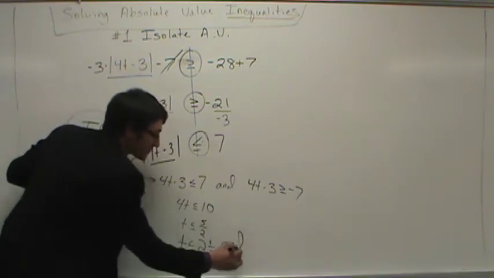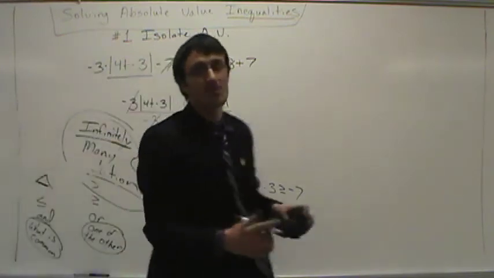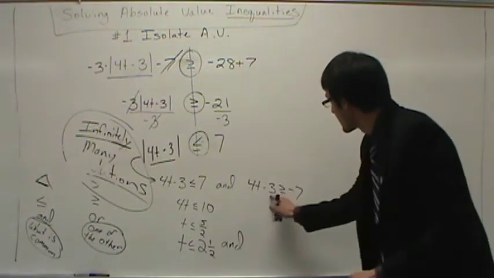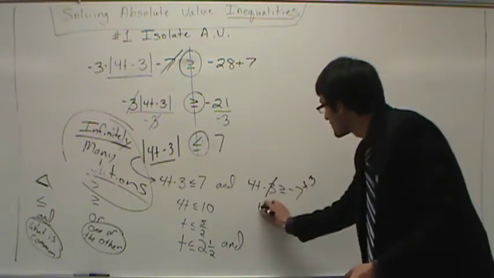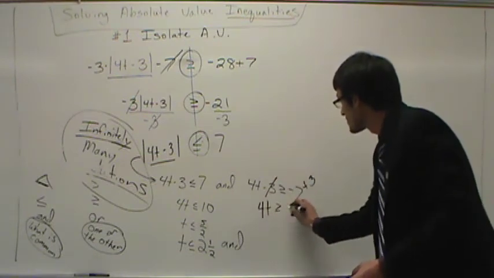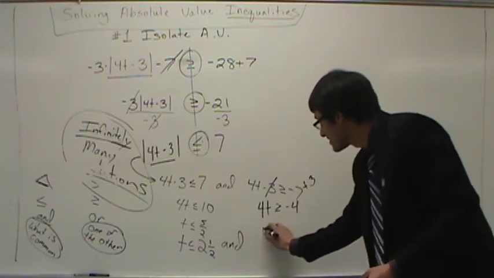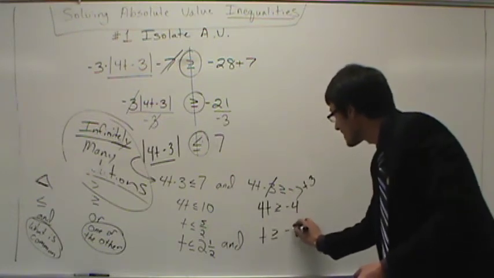And, okay, we're going to be doing this so much that I'm not really worried about it. If you're struggling with this, trust me, we're going to be reviewing this many, many times. Here, add 3, okay? So we have 4t is greater than or equal to negative 4. Divide by 4, t is greater than or equal to negative 1.